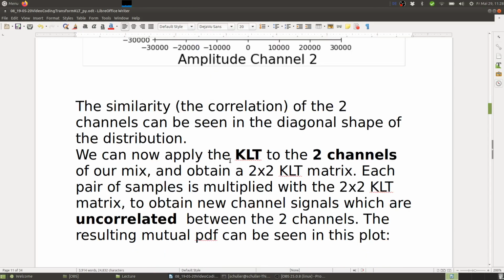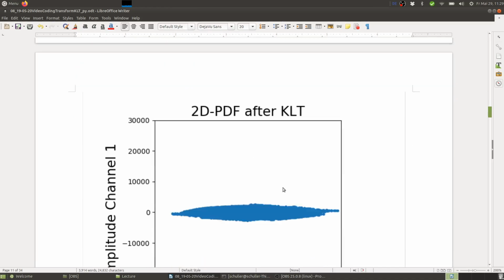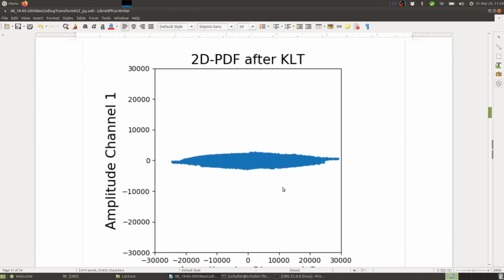So we can now apply the KLT, the Karhunen-Loeve Transform, to the two channels of our mix and obtain a 2x2 KLT matrix. Each pair of samples is then multiplied with the 2x2 KLT matrix. Here one pair of samples means one sample from microphone 1 and one sample from microphone 2. And then we obtain new channel signals which are uncorrelated between the two channels. The resulting mutual PDF can be seen in the following plot. So this is after KLT.